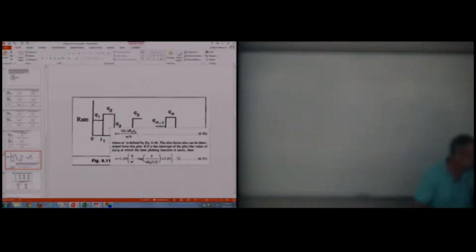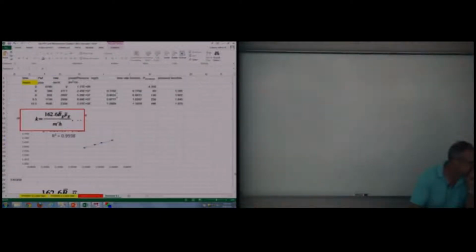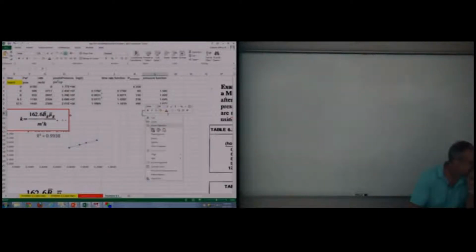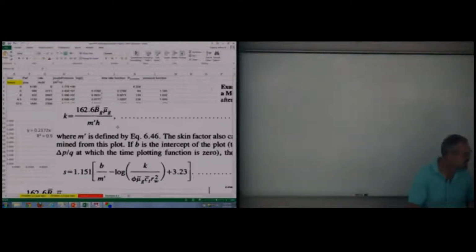Okay, so here's our equation for skin and perm on our multi-rate test. Let's move some of this stuff out of the way. This is the same equation I calculated before. I'm going to delete it, because I also have the skin in here. So, 6.46.